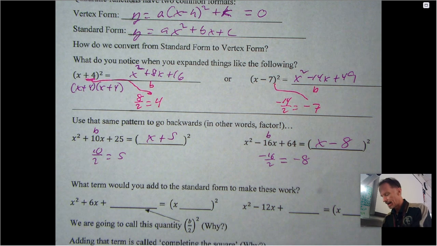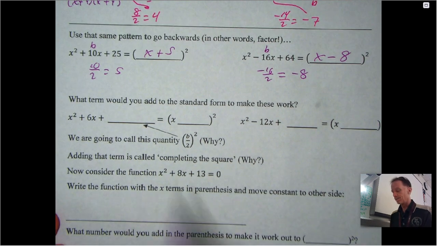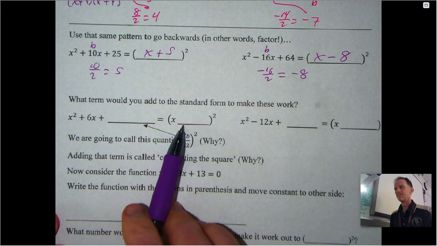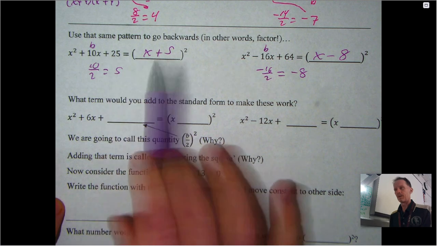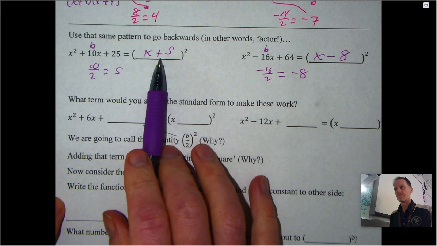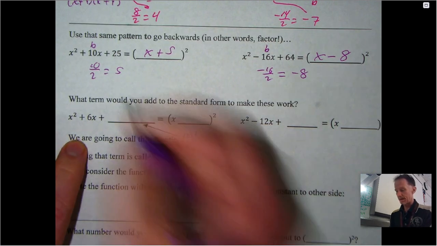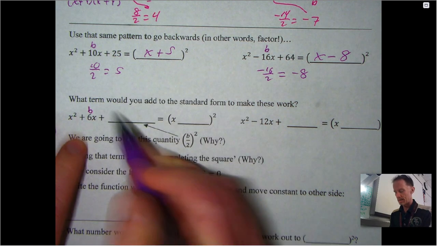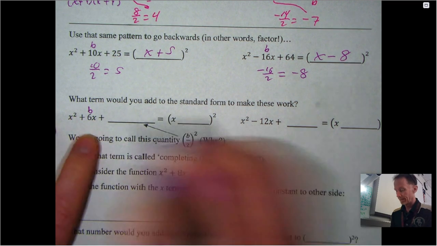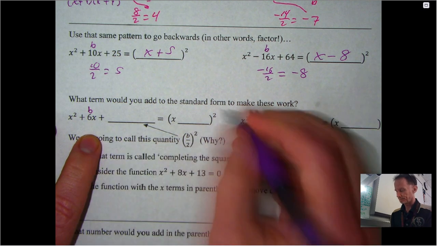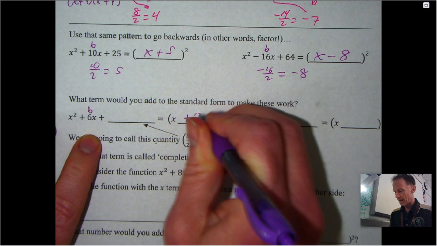Now let's go one step further. What if I don't have a number here at all, but I want to make it look like this perfect square? Well, we still do the same kind of thing. That's my b value. What is b over 2? In this case, it would be 3. So my plus 3 would have to go right here.